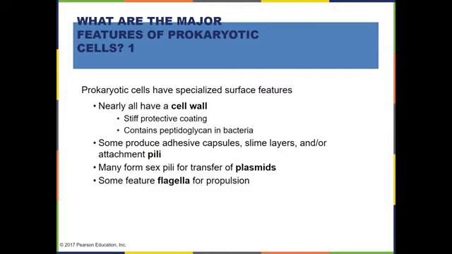Some are also able to produce adhesive capsules, or slime layers, or even attachment pili, tiny hairs that allow them to stick to parts of their environment. Some also produce pili for the transfer of genetic material. This is a form of genetic exchange, but we're not actually reproducing the entire genome. And some feature flagella. These flagella are used for movement. Think of them as a tail or a rotor for propulsion.